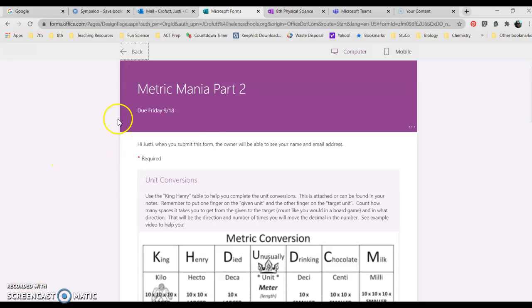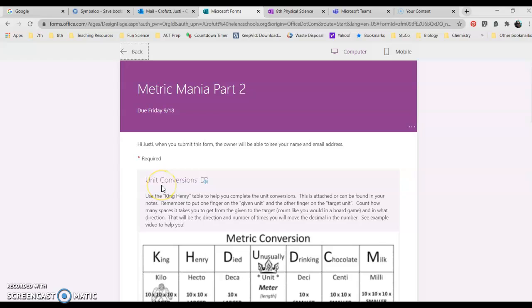Alright guys, your assignment for today is the Metric Mania Part 2. This is due by this Friday, so whether you are A or B or DLI, all of your worksheets will be due on Friday, so 9/18. Your assignment today is very similar to the one you did on Friday.